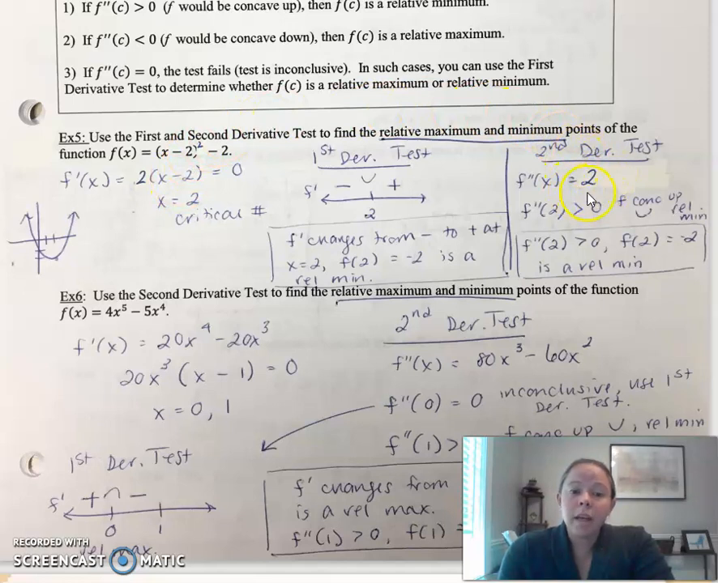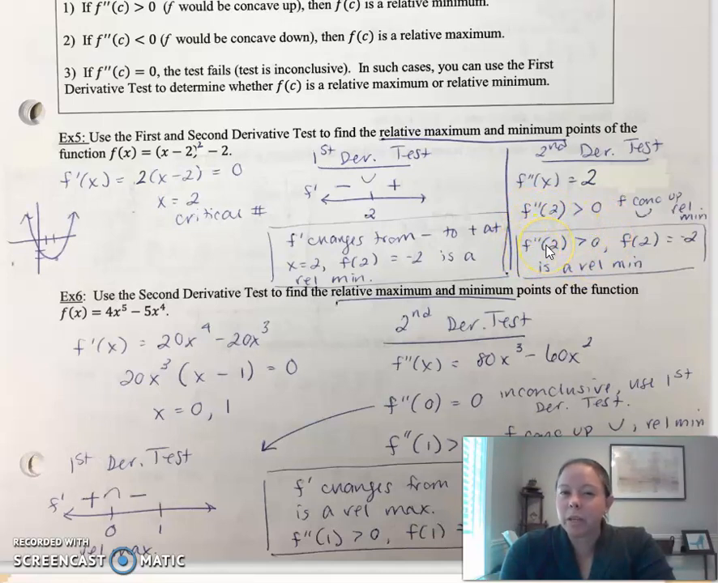Now the second derivative test: after you get the critical number, do the second derivative, and notice you get 2. That means that if the double derivative is 2 and it's positive, this function is always concave up. And if the double derivative at 2 is positive, and the function's concave up, you must have a relative min. So here's the justification. Because the double derivative at 2 is positive, f of 2 equals negative 2 is a relative min.